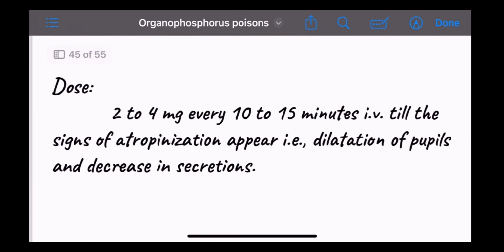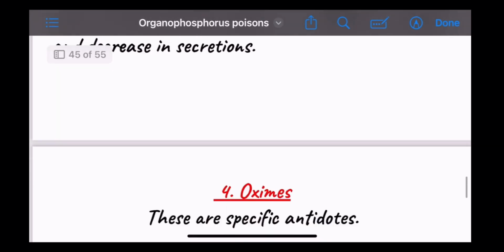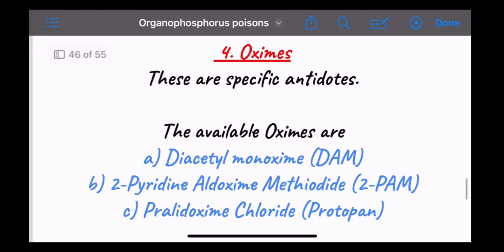This is the dose actually. I don't think this is very important at the MBBS level at least. So 2 to 4 mg is given every 10 to 15 minutes till the signs of atropinization appear, that is dilatation of the pupil and decrease in secretions. Another thing is we can use the oximes also as treatment. These are the specific antidotes.